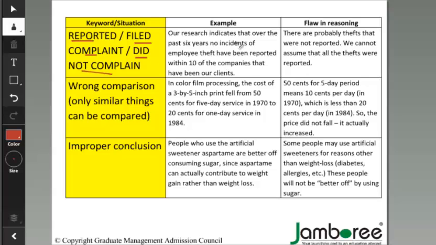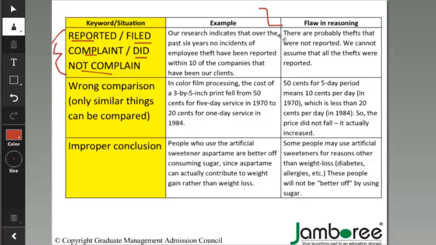So reported, or filed the complaint, or this many people did not complain or complained. You should always attack it by saying that just because somebody did not complain does not mean that there were not people who were unhappy about it, or just because somebody did not report a crime does not mean that the crime did not happen. So these are some keywords. They appear in a lot of arguments.